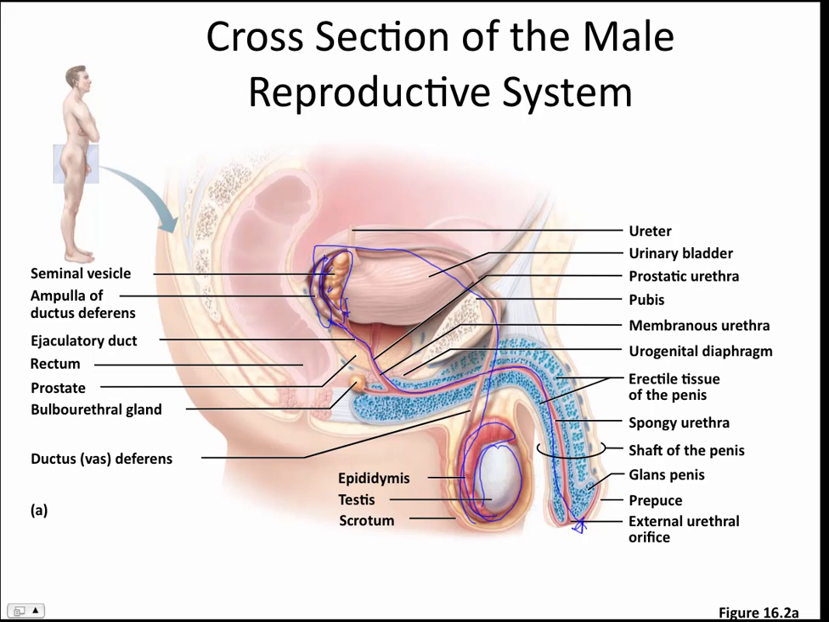penis. Now other secretions that we have is this bulbourethral gland, and this is going to secrete the fluids that's going to cleanse the entire urethra to get rid of that acidity from the urine and ensure that they have a decreased acidity once the sperm enters into the vagina.